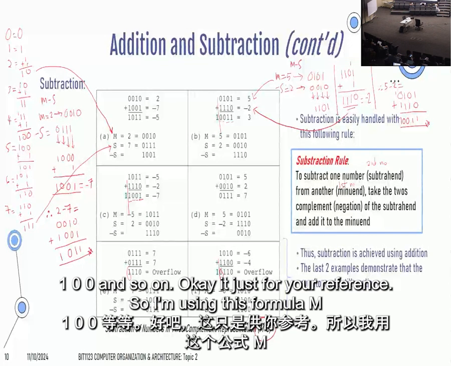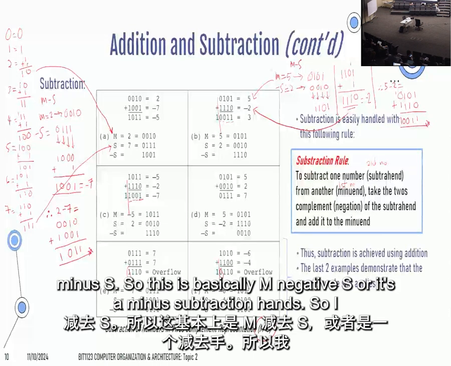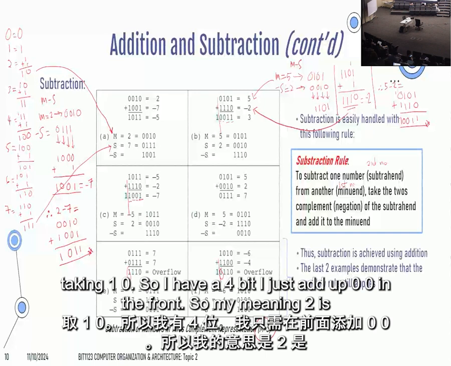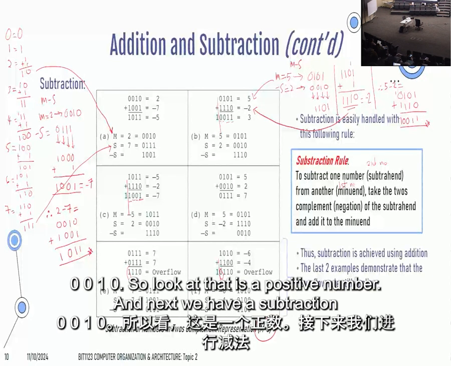So I'm using this formula, M minus S. This is basically M plus negative S, or M minus the subtrahend. So I copy here, M minus S. In this case, M is 2. When I convert, I take 1, 0. So I have a 4-bit, I just add 0, 0 in the front. So my minuend 2 is 0, 0, 1, 0. Look at that, this is a positive number.